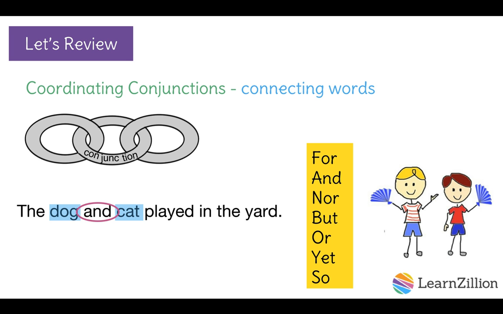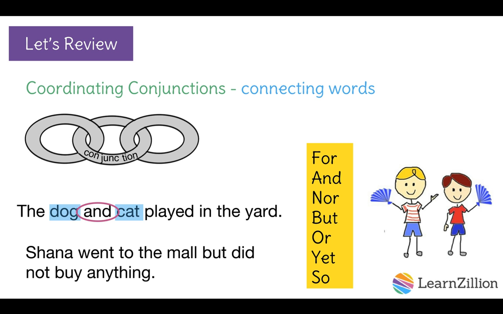Another way to use these conjunctions is by connecting related ideas. Look at this sentence. Shanna went to the mall but did not buy anything. The ideas here are going to the mall and not buying anything. In a way, these ideas are opposites because you usually go to a store to buy something.